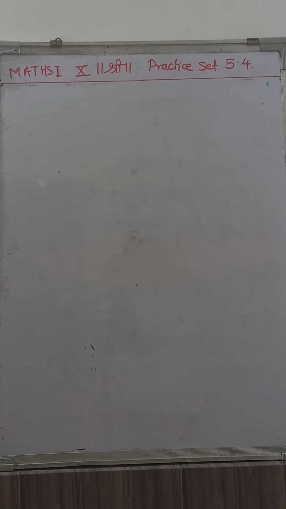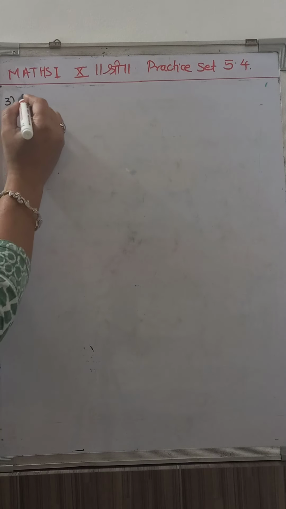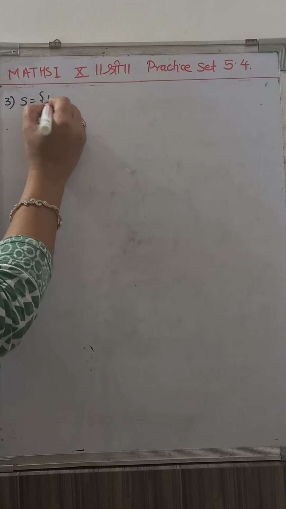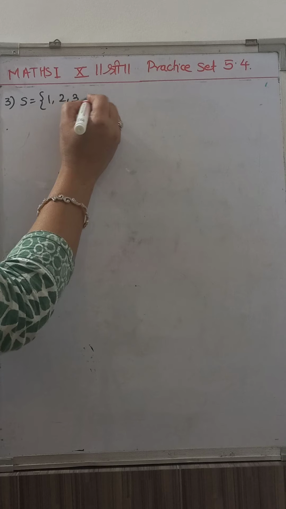Now question number 3. There are 15 tickets in a box, each bearing one of the numbers from 1 to 15. One ticket is drawn at random from the box. So what is the sample space here? There are 15 tickets with numbers 1 to 15 written on them, and therefore sample space S is equal to 1, 2, 3, 4 up to 15.